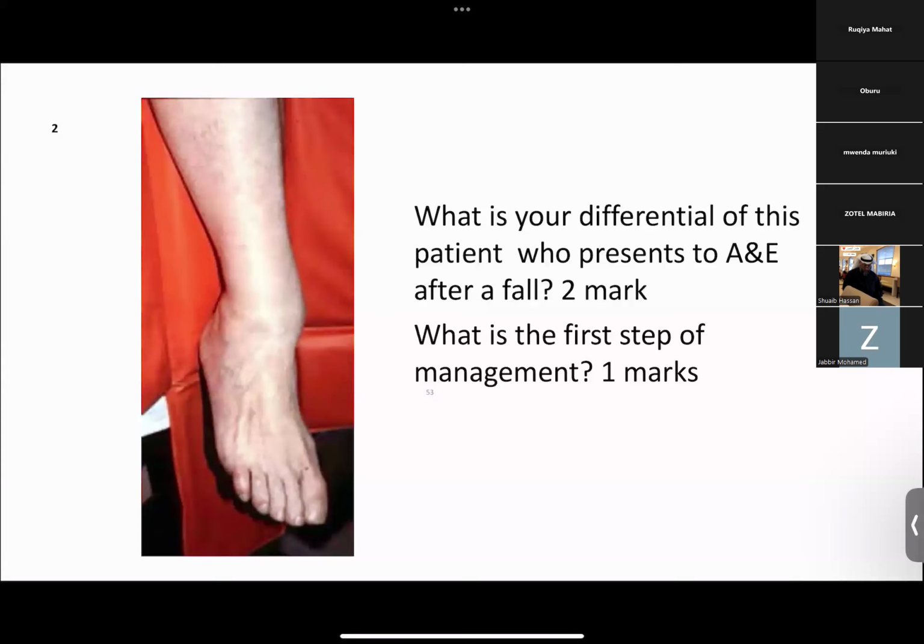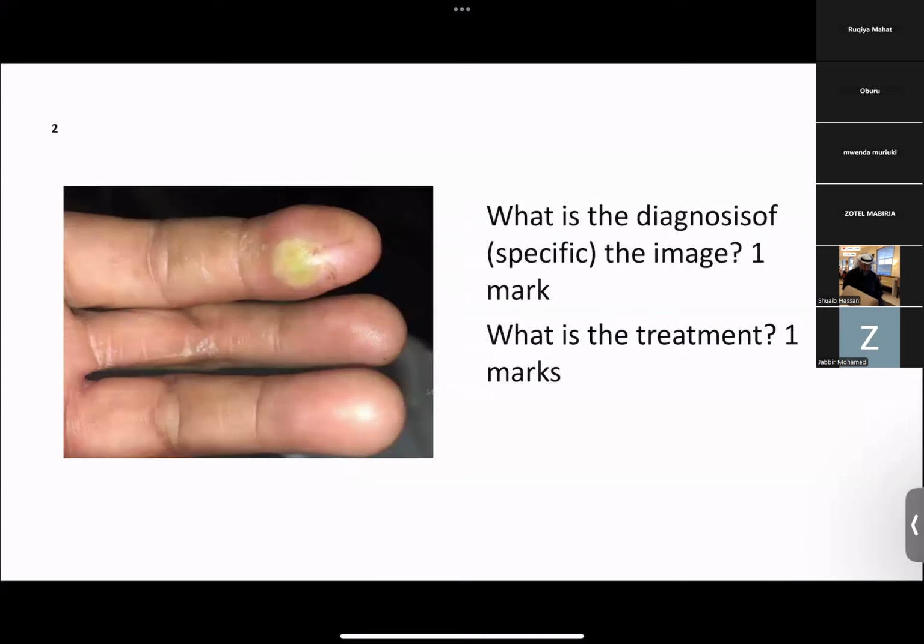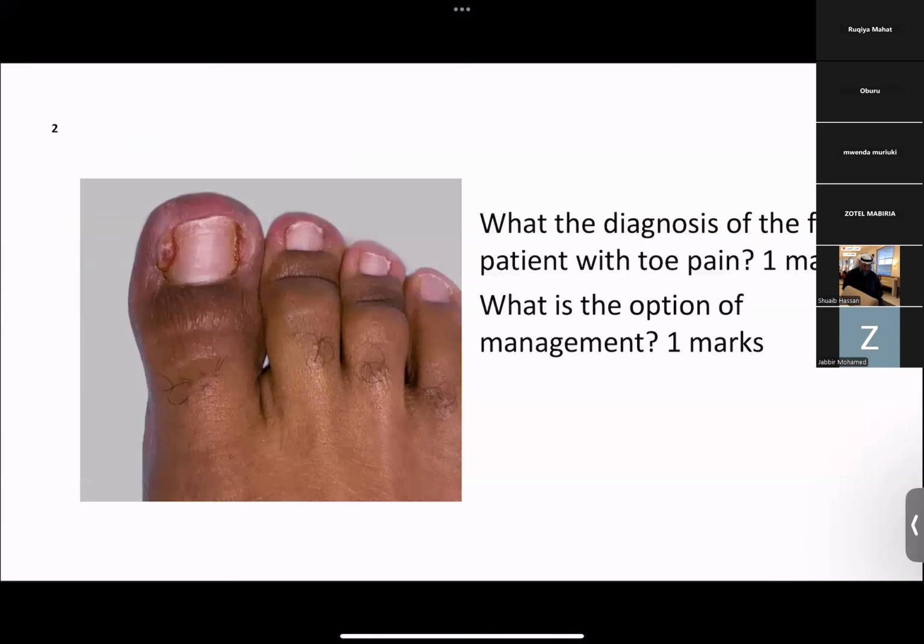Okay, so straightforward question. What's the differential diagnosis? Obviously here, maybe an ankle fracture, maybe a pilon fracture. And the first step we say about this is to reduce it, okay? So that they are okay. What's this? This could be a felon, which is a pulp space infection. And the treatment of this is incision and drainage.